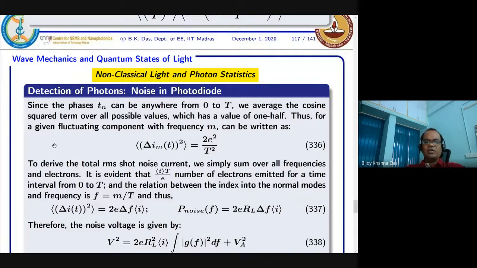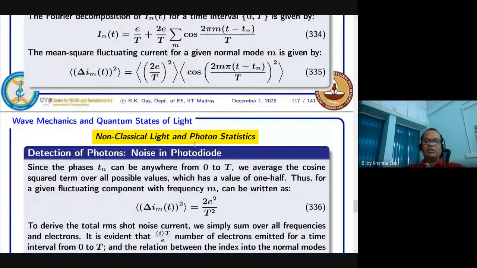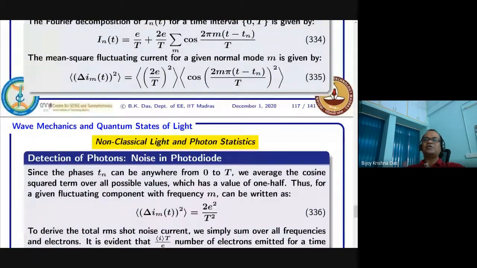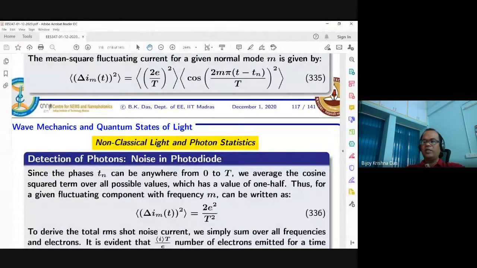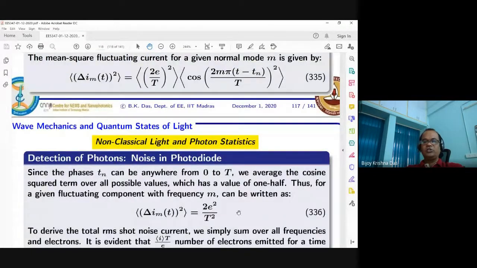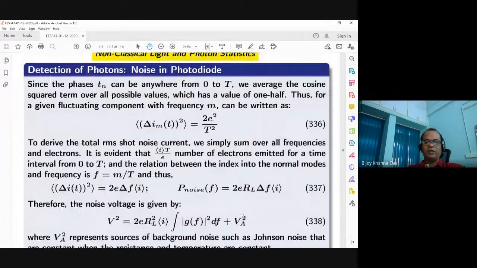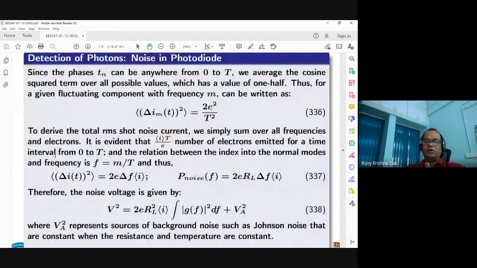So thus, for a given fluctuating component with frequency m, it can be written like this. What we are doing is this is actually 4e square by T square. But if this occurrence is happening at just halfway timing, then instead of 4, we write just 2e square by T square. That is what we can write down. Now, a little bit of modification here.